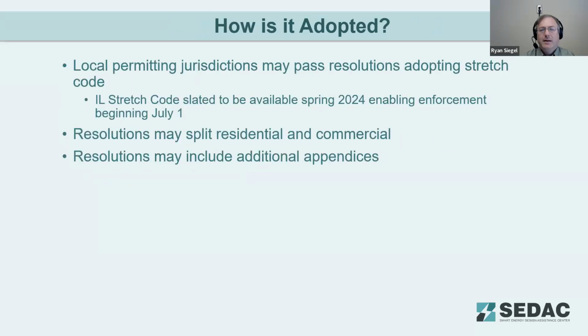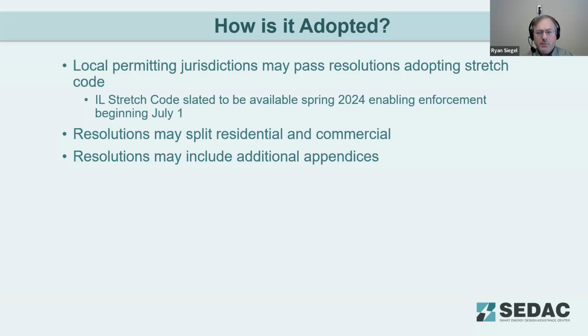As far as adoption goes, local permitting jurisdictions in the state can pass resolutions to adopt a stretch code. In the absence of any resolution, the enforceable code will be the base energy code. The Illinois code is right now slated to become available in spring of 2024. Enforcement may begin for jurisdictions who choose to adopt the stretch code beginning July 1st of 2024.